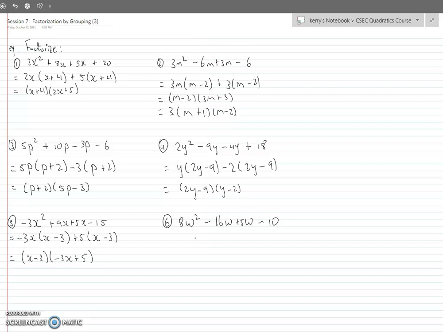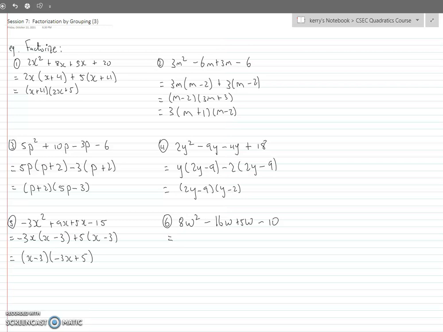See if you can think about how you're factorizing this. If not, you can pause it and try it for yourself. Right, so go ahead and pause it. See if you can think about what to do here. Right, so now that you're back after the pause, let's see what we can do.